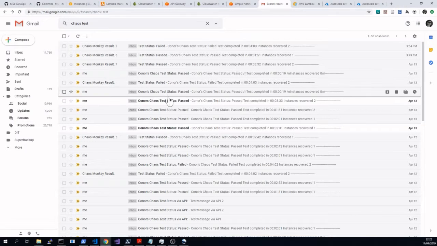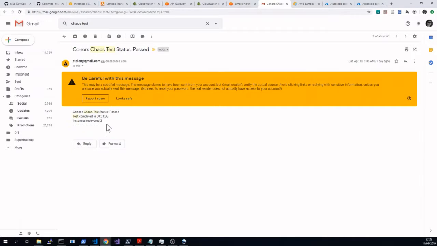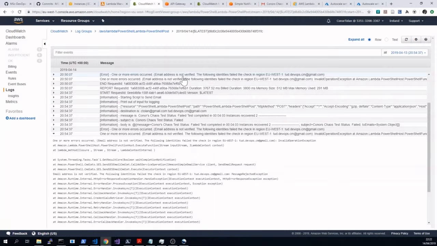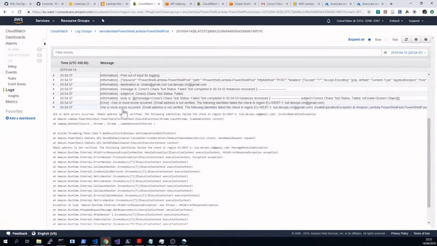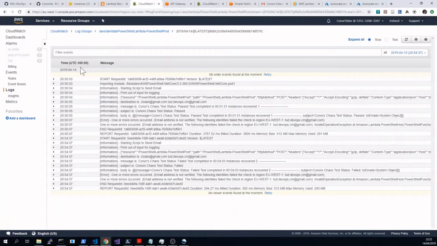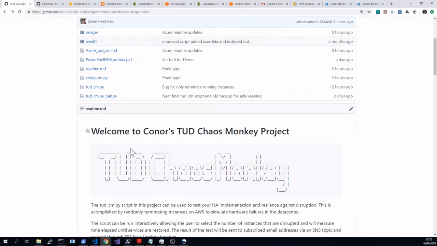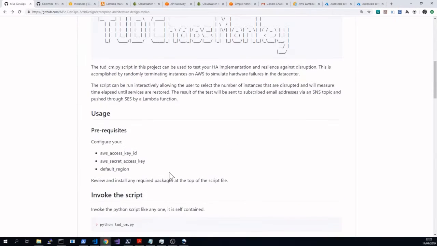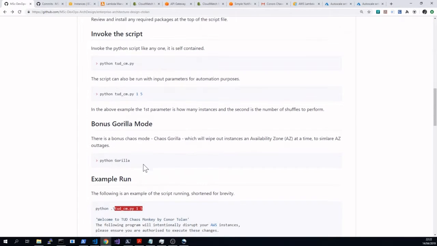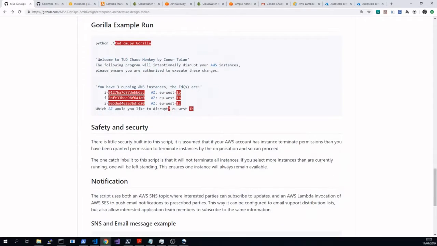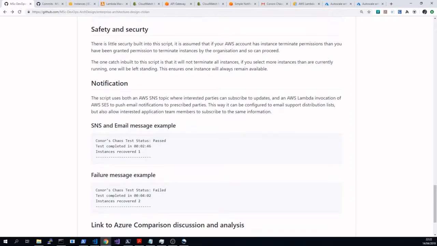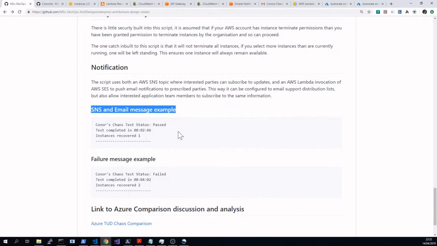But I do have examples from before, and you'll see it's the exact same message coming from SES. And the real benefit of the CloudWatch logs shows up here, where you can see the full trace right through everything that happened. Okay, so that is everything I wanted to demonstrate. I've been right through the usage of the script, including the bonus mode, the example run, success and failure, the sending of the SNS and the email message.